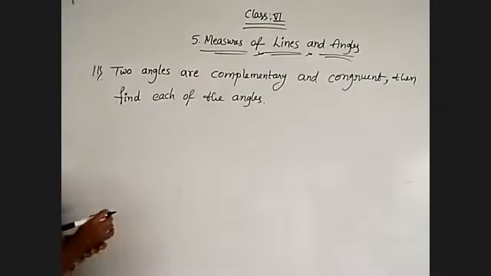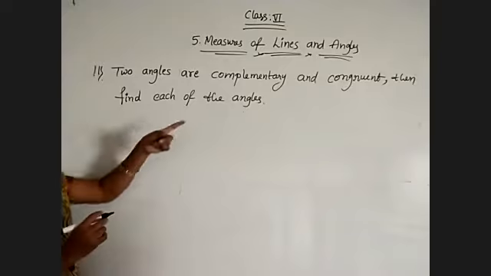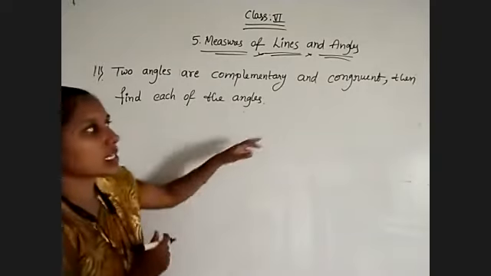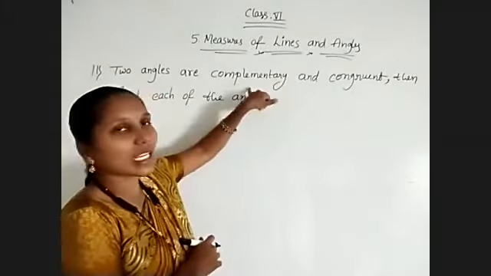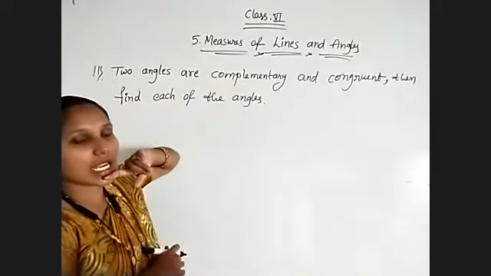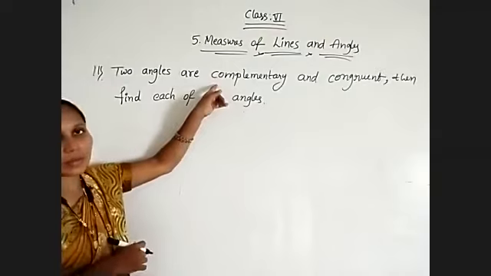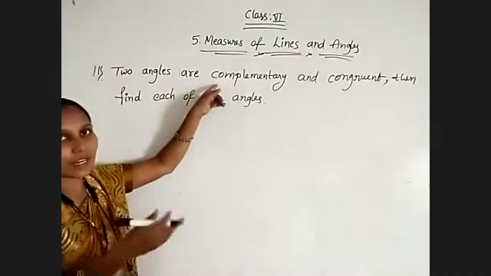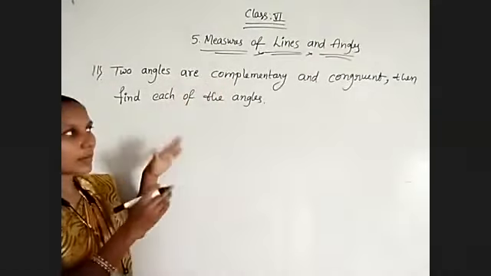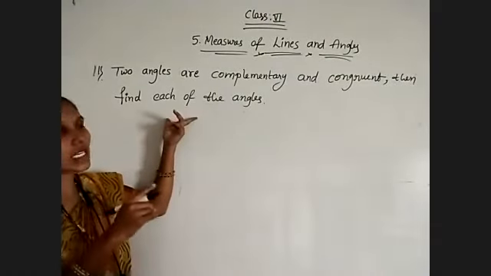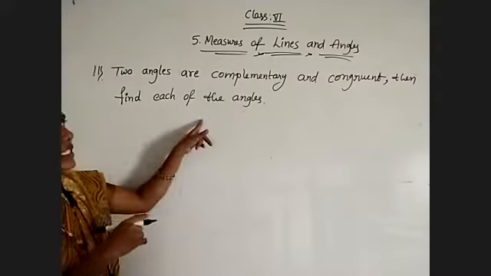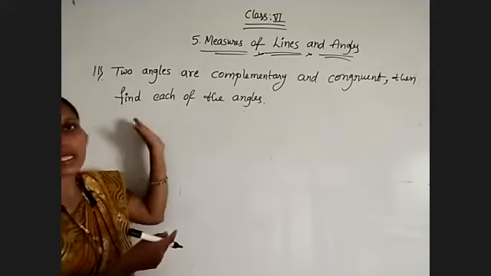Observe the question carefully. Two angles are complementary and congruent. Congruent is nothing but the same, equal. So which angles are equal complementary angles? The sum of complementary angles is 90. Half of 90 is 45. 45 plus 45 gives 90. So the equal complementary angles are 45 degrees and 45 degrees. Then each of the angles is 45 degrees.